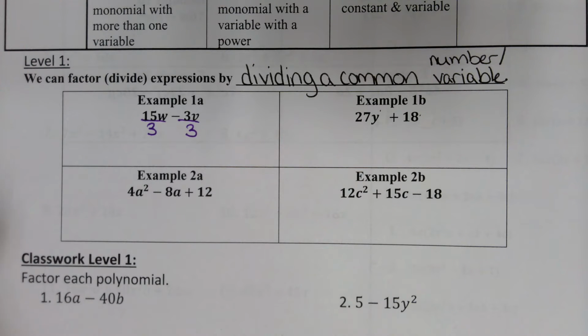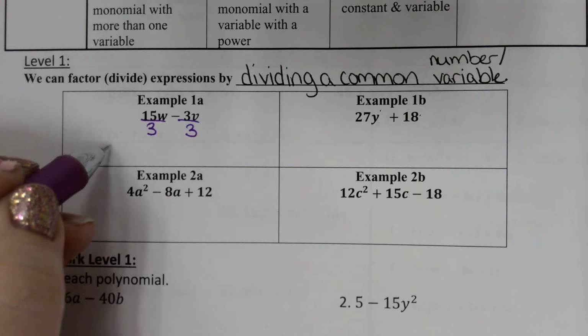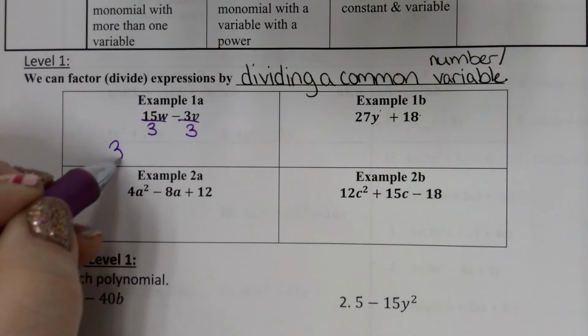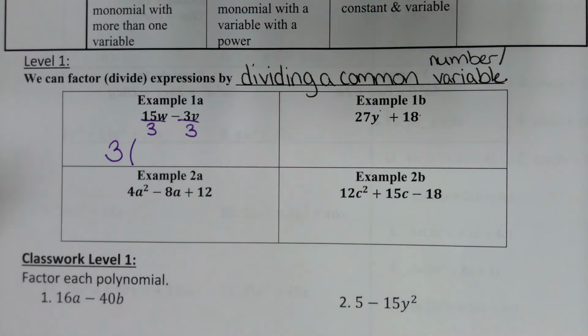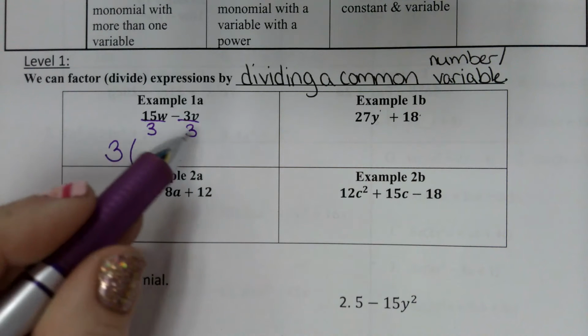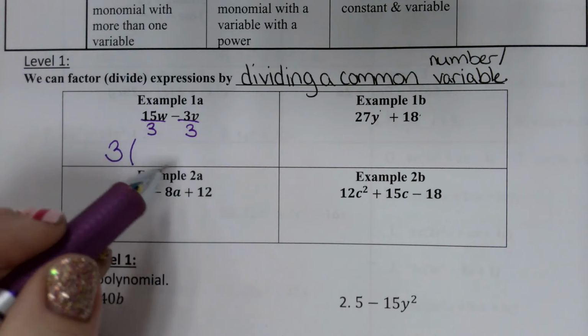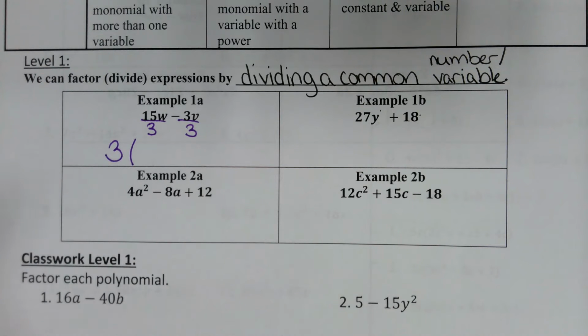Now, that 3 doesn't just go away like when we're solving equations. It doesn't cancel anything out. It's just part of an expression, so it has to be accounted for somewhere. And we account for it by putting it in front of parentheses. We are undistributing. In distribution, we multiply the number in front of the parentheses by each term inside. In factoring, we are taking it out of each term inside.